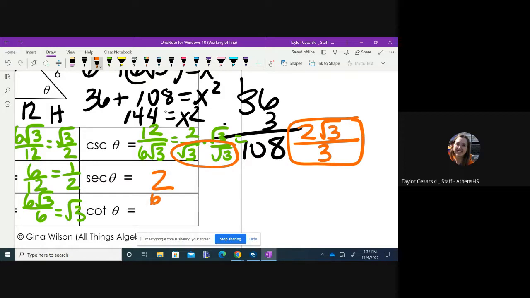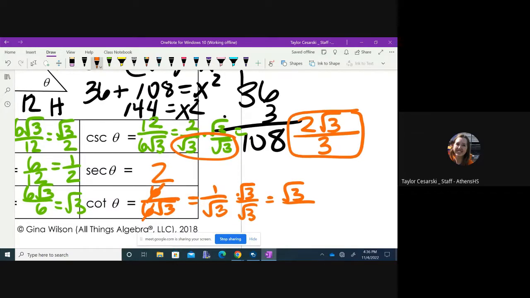And then this one, 6 over 6 square root 3 gives me 1 over square root 3. But again, we don't want square roots in our denominator. So to rationalize this, we multiply by square root of 3 on the top and the bottom. So that gives me square root of 3 over 3.